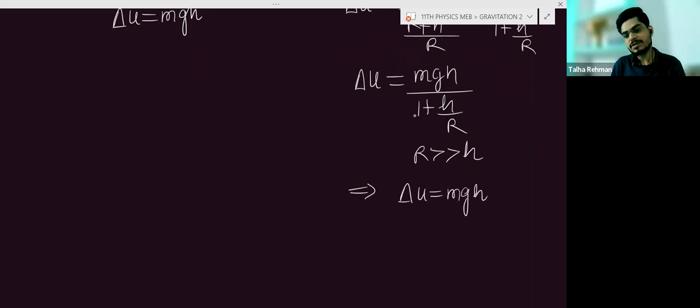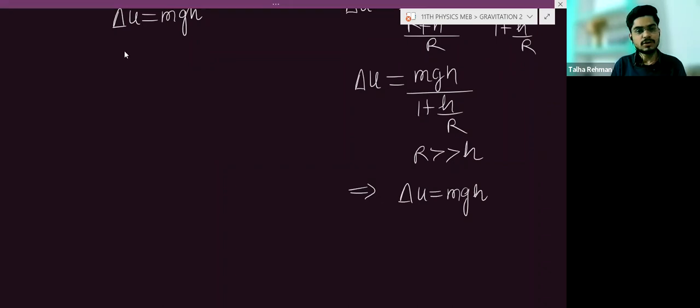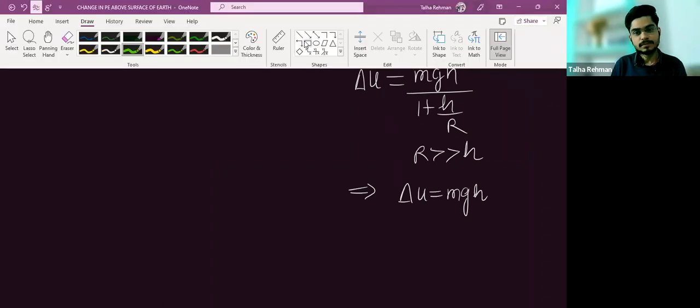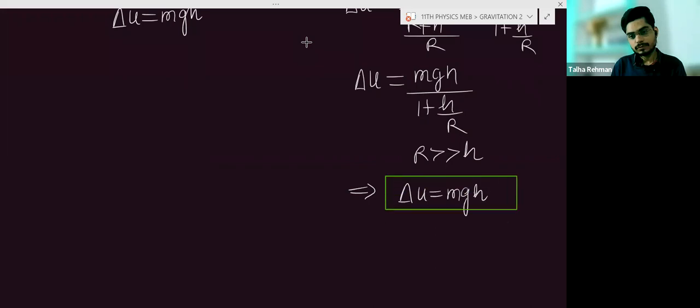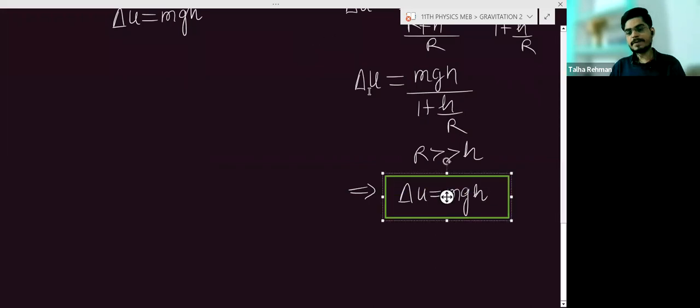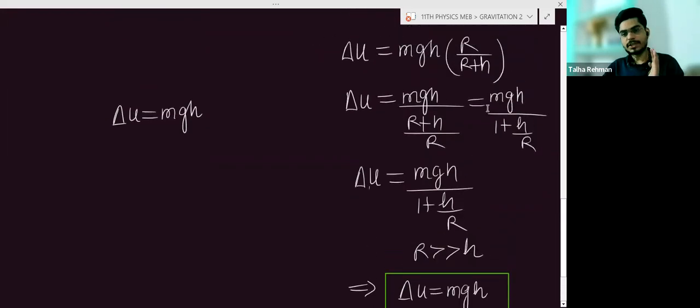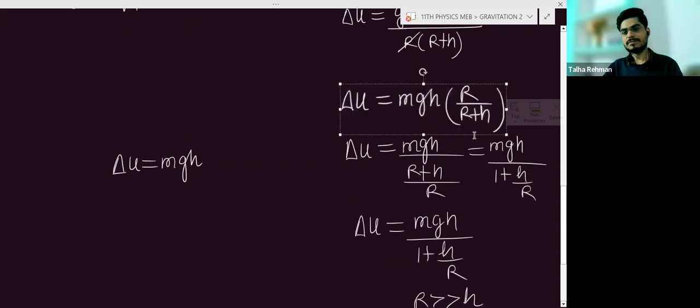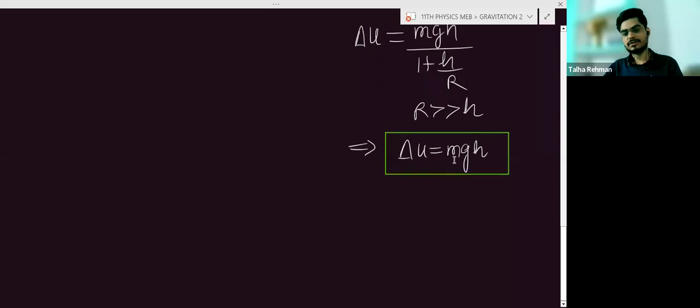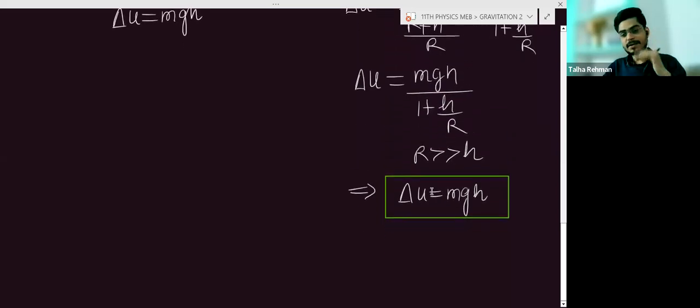In work power energy, if you have studied that chapter, you have done this many times. And 90% of the people do not know that the change in potential energy is mgh r upon r plus h. They only know this, mgh. But that mgh is a special case basically, when the radius of the earth is much, much greater than the height.